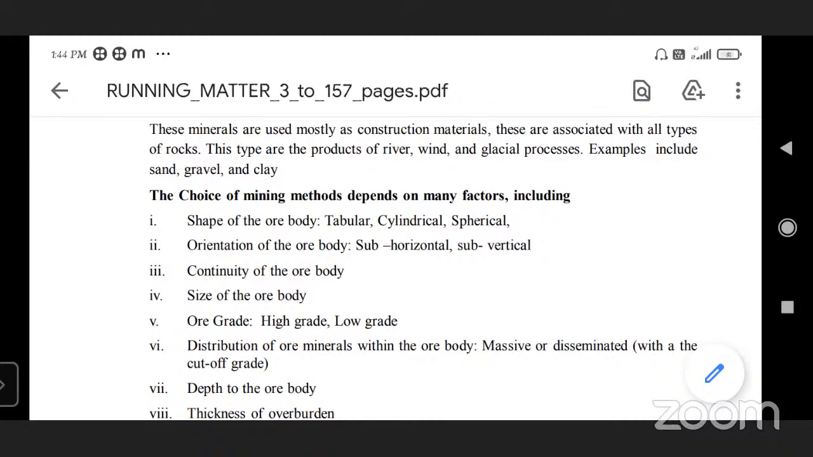And the continuity of the ore body. What is the continuity of the ore body? At what depth? Is it continuous or discontinuous? At what distance does it extend? How far does the ore body extend?